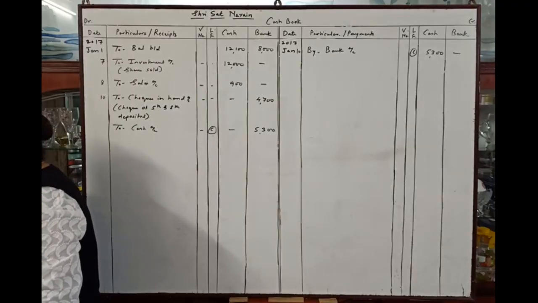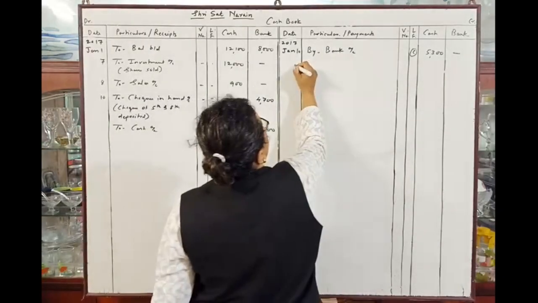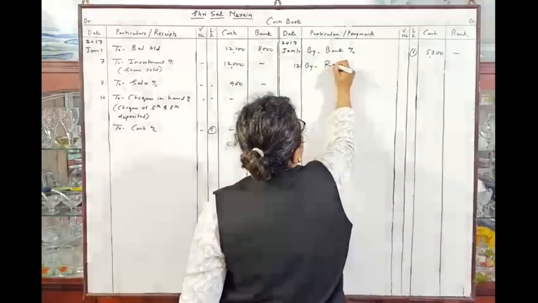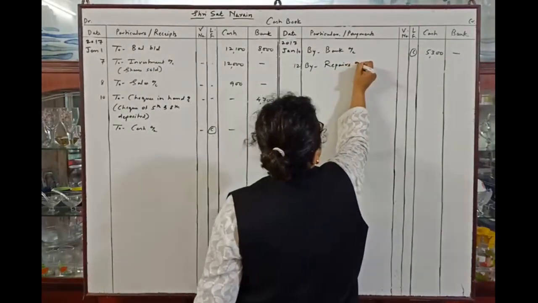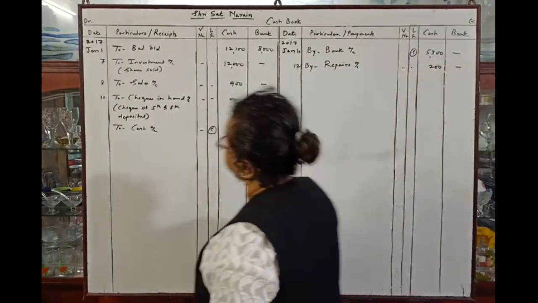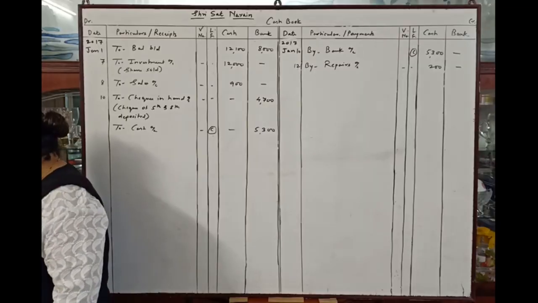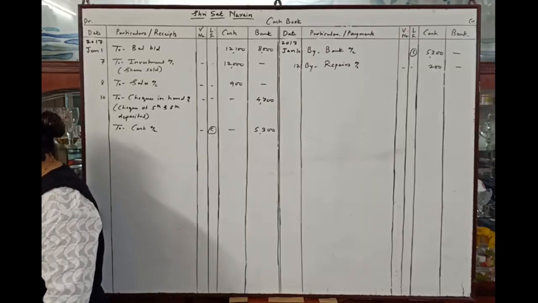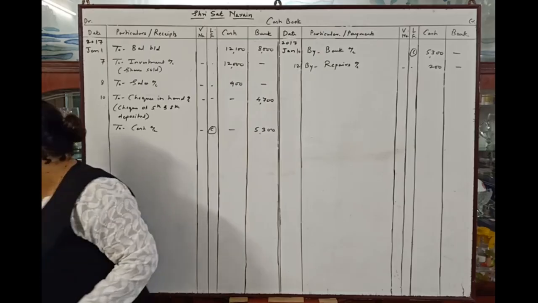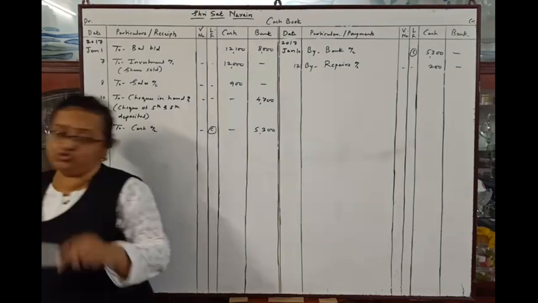On 12 paid for repairs of typewriter rupees 200. So on 12, by repairs account 200 and dash. Next entry, drew a check for office use rupees 2,000 and for personal use rupees 1,500. So drew means withdrew. Withdrew a check for office use rupees 2,000, personal use rupees 1,500.